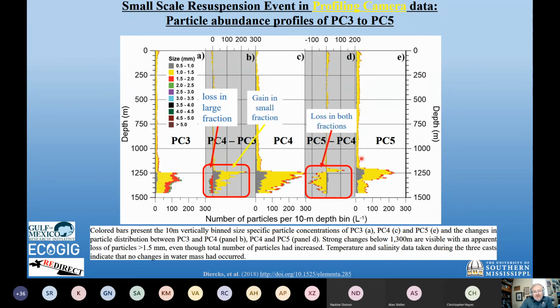Then comparing PC 4 and 5, we have the opposite. We're losing particles in the bottom nepheloid layer. So something happened to them. Either they got deposited, they got removed, or they got moved. So we don't know exactly what happened. We can only say that the particle concentrations, numbers per liter, changed.